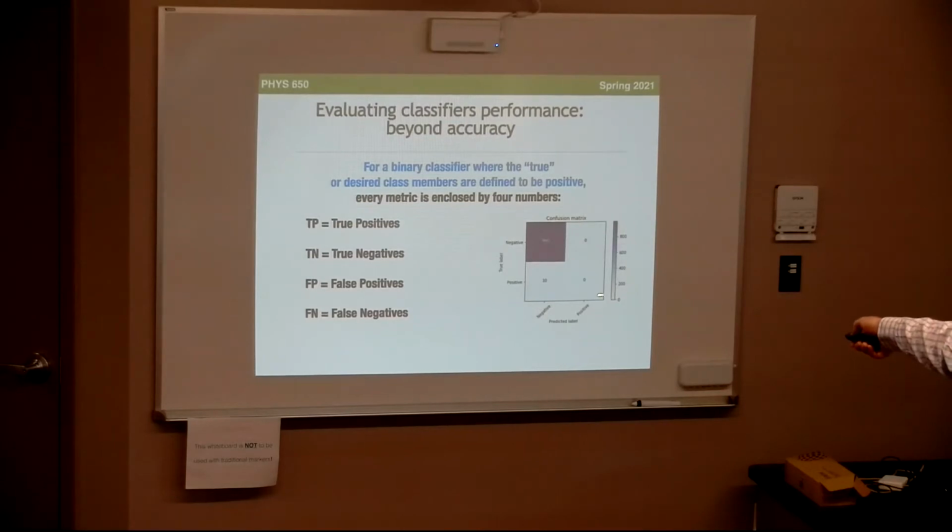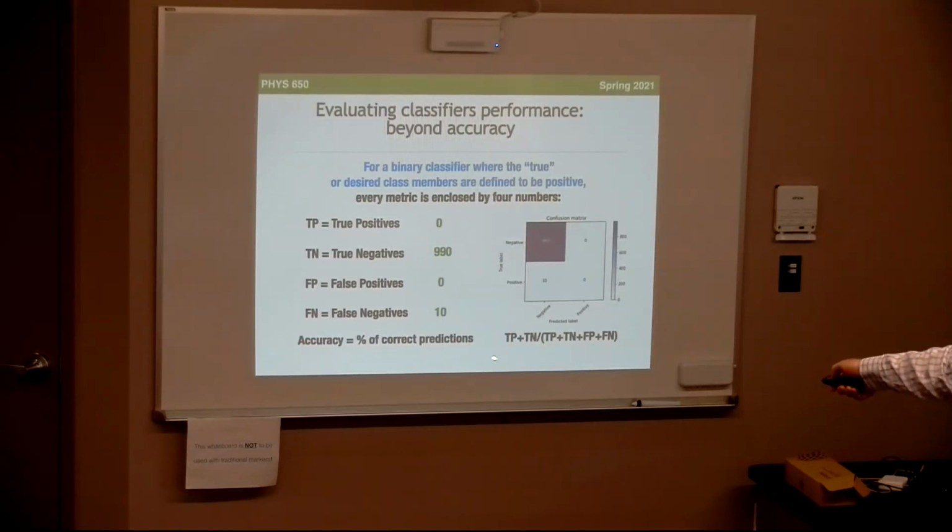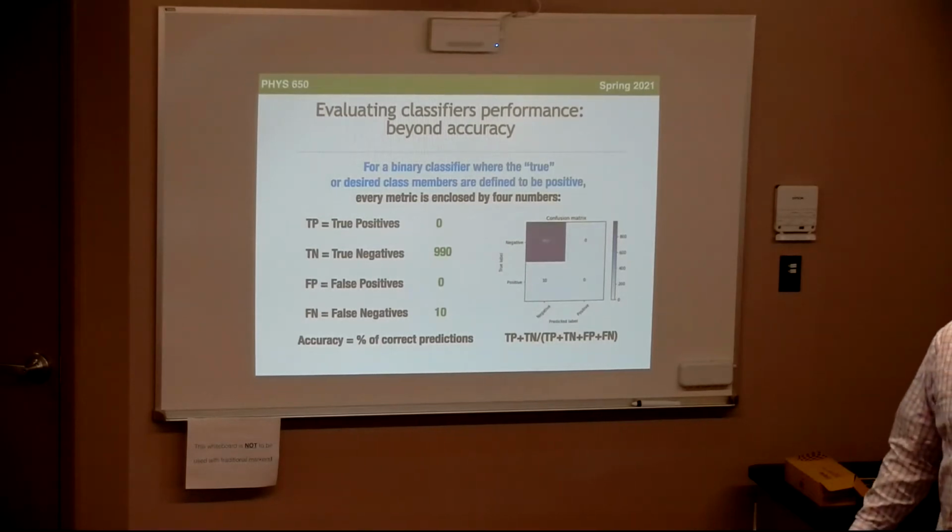So the accuracy is living here on the diagonal, and the accuracy of the prediction was the total positives and the total negatives, these two, divided by the total positives, total negatives, false positives, and false negatives. These are going to show up a lot today. So the accuracy is 99%. Great. But that's not a very good metric, right?